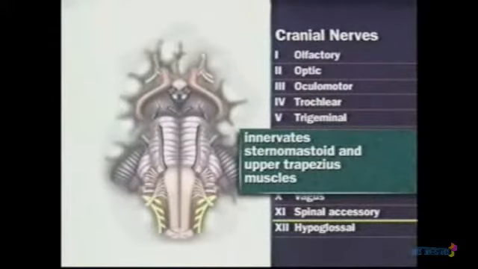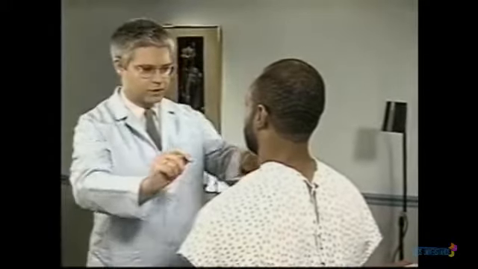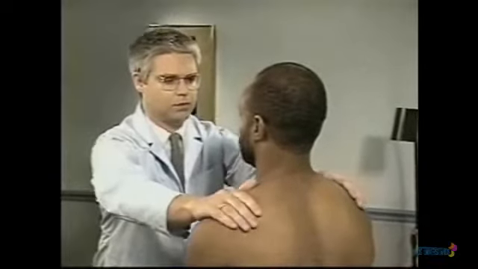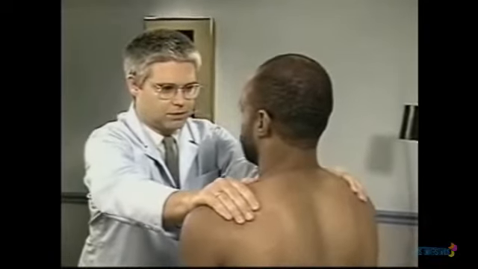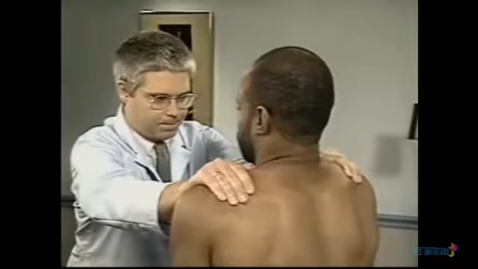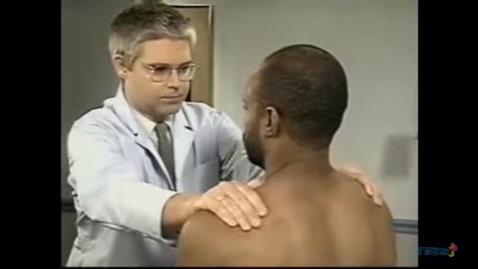Cranial nerve 11, the spinal accessory nerve, innervates the sternomastoid and upper trapezius muscles. I'm going to test the strength of your shoulders. To assess this nerve, ask the patient to shrug his shoulders upward against your hands. Raise your shoulders against resistance. During this maneuver, evaluate the strength and contraction of the trapezius muscles.